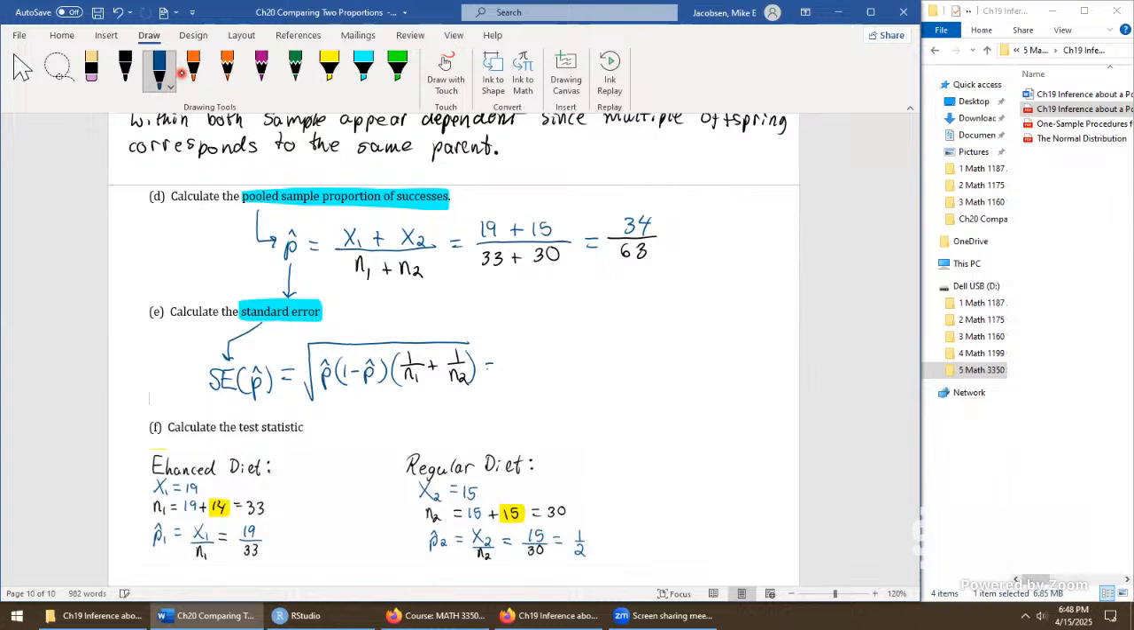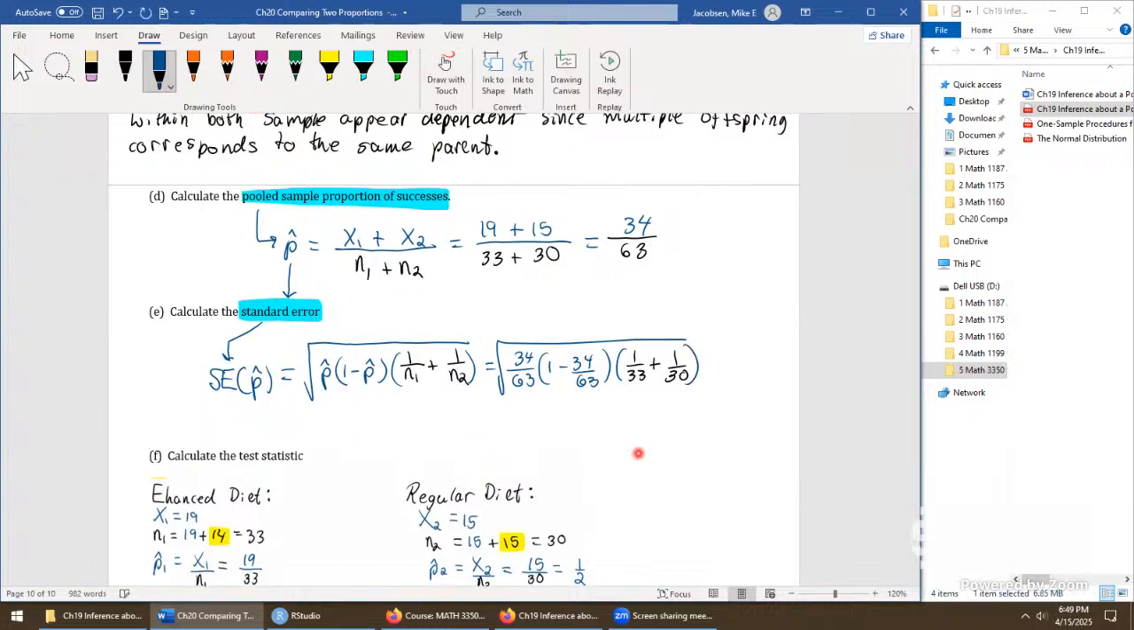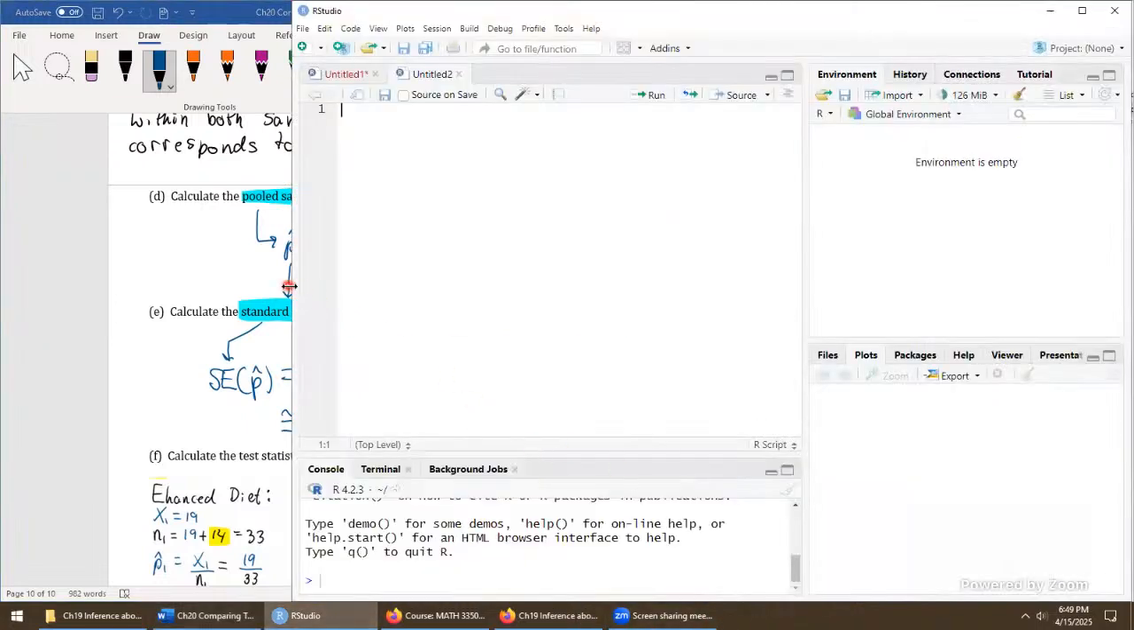Let's fill in the formula to get 34 over 63 for p hat, 1 minus 34 over 63 for the 1 minus p hat, and then 1 over n1 is 1 over 33. Likewise, 1 over n2, 1 over 30. So we've got the format. We just need to plug this now into a calculator. Usually for this kind of problem, we want 4 significant digits. But I think rounding to 4 decimal places does that job for this data.